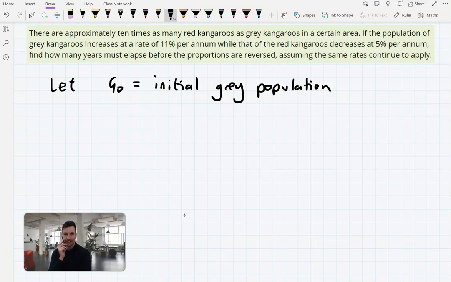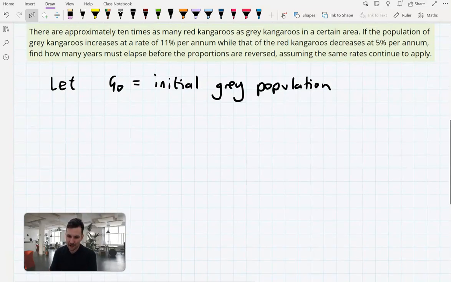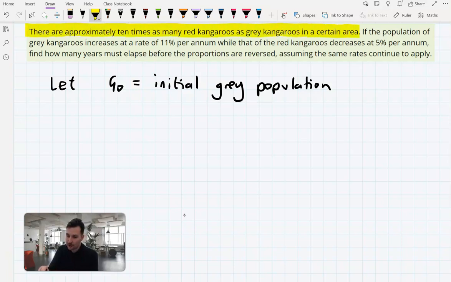Righto. Okay, there's a lot of information in this question, so maybe let's break it down a line at a time. The one thing that I did write in advance is this: let G0 equal the initial grey population, just because I didn't think you'd enjoy watching me write all of that on the screen in real time. So let's go through and get all the information that we can. There are approximately 10 times as many red kangaroos as there are grey kangaroos in a certain area. Okay, so let's have a look at that.